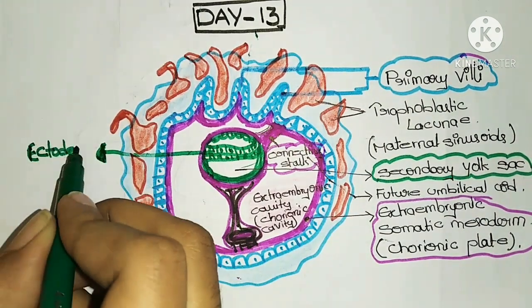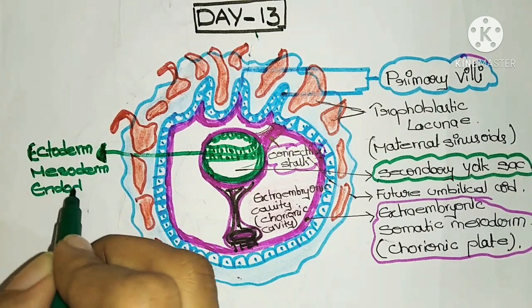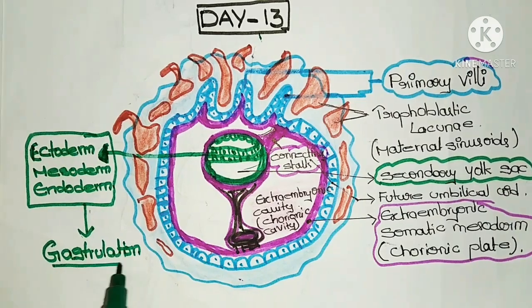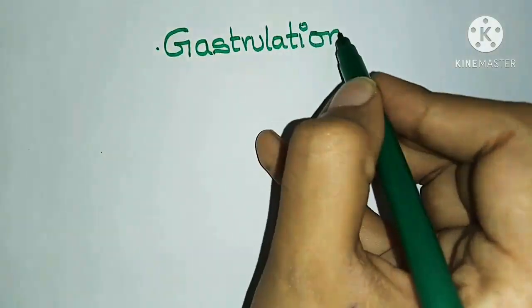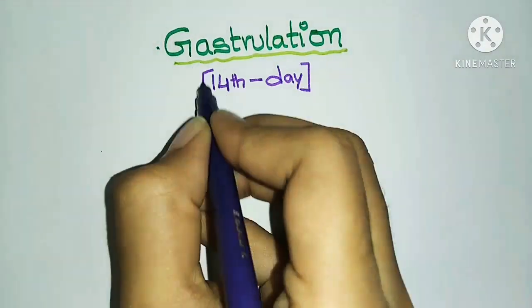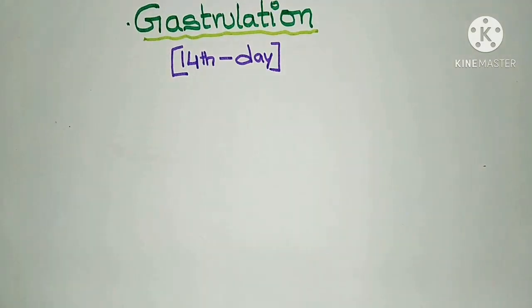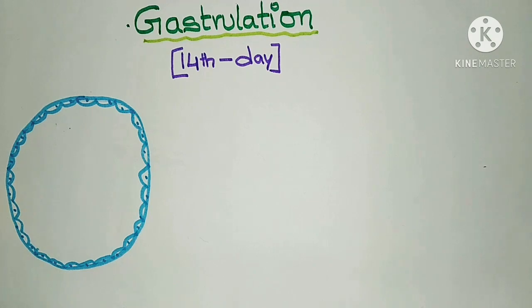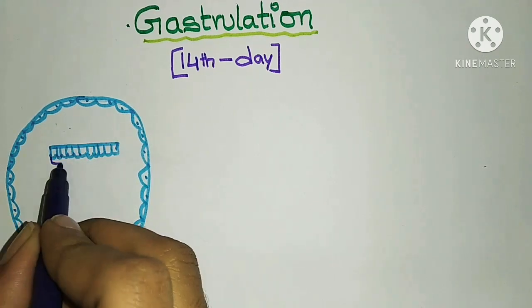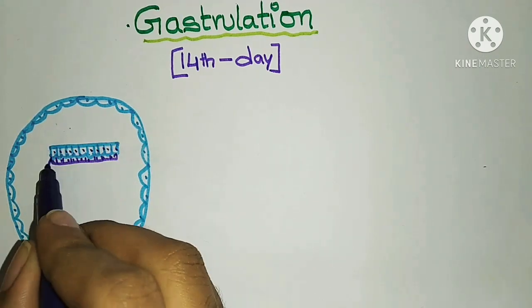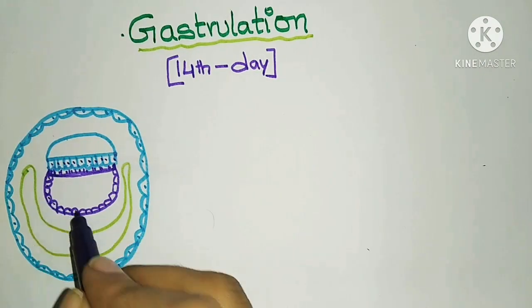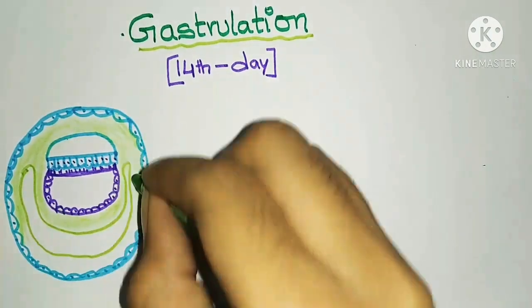In this third week, we can see changes where ectoderm, mesoderm and endoderm will form, which is called the gastrulation process. Gastrulation is the changes that occur in the epiblast and hypoblast, that is, the bilaminar germ disk will transform into the trilaminar germ disk, which will contain ectoderm, endoderm and mesoderm. Let us see the changes in the embryonic germ disk.